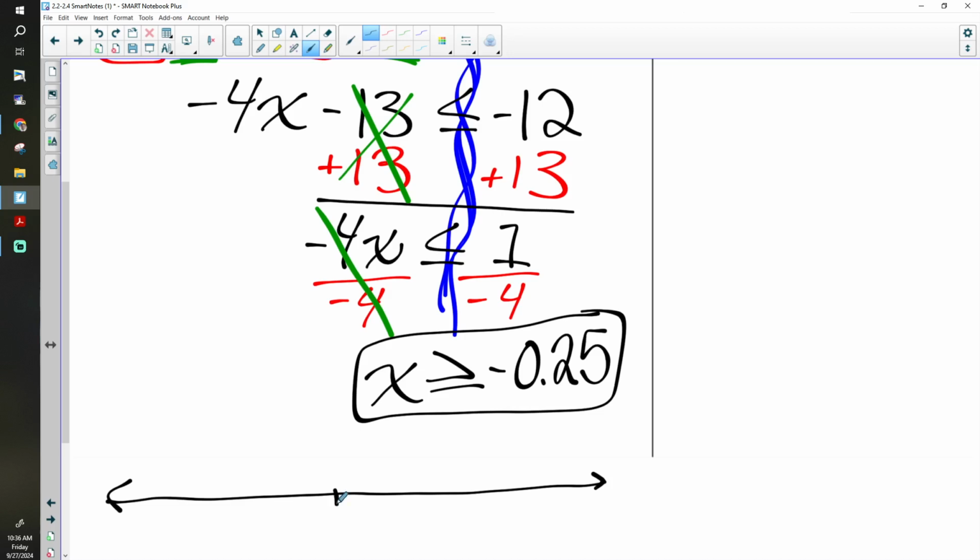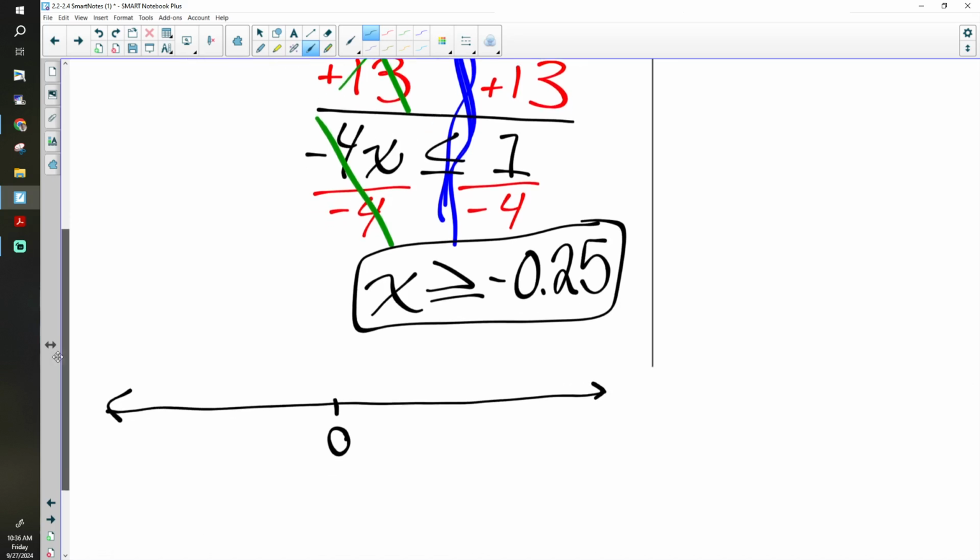So it's gonna go that way, right? You tell me. X is greater than. Which way? Where is my negative 0.25? Is it to the right side of the 0 or to the left side? Left. Negative numbers are left. Okay, is it an open or a closed circle? Closed because it's greater than or equal to.